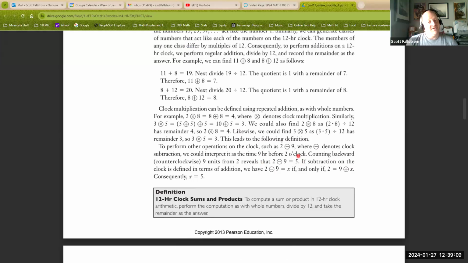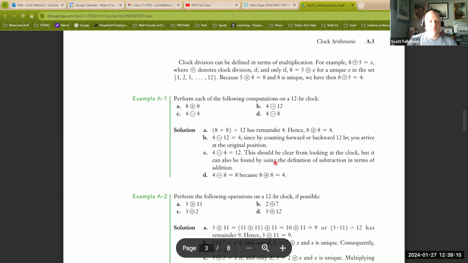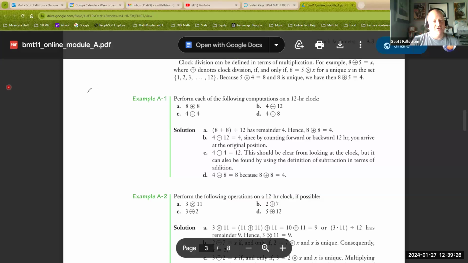So again, the book does talk about this as counting backwards, counterclockwise, but why not use what we already know? So they're going to ask you to do some computations on the 12 clock. You could do these on any clock. Okay, really you could. So maybe I will ask you to do them on a 7 clock. So if I said, what is 6 plus 6 on a 7 clock, then you would say, okay, well, 6 plus 6 is 12, but on a 7 clock, I got to pull out all my 7s, which means my final answer is 5. Okay, that's it.